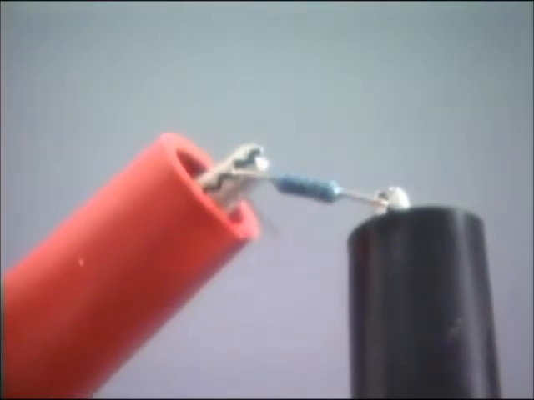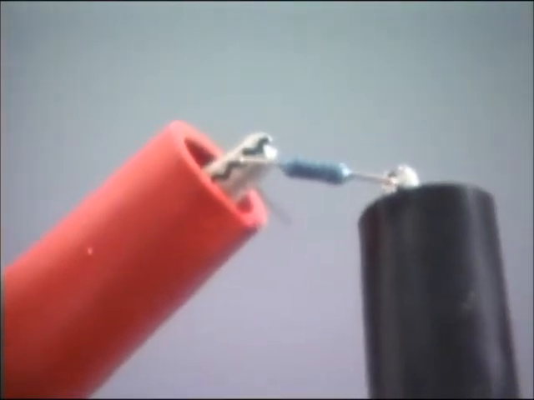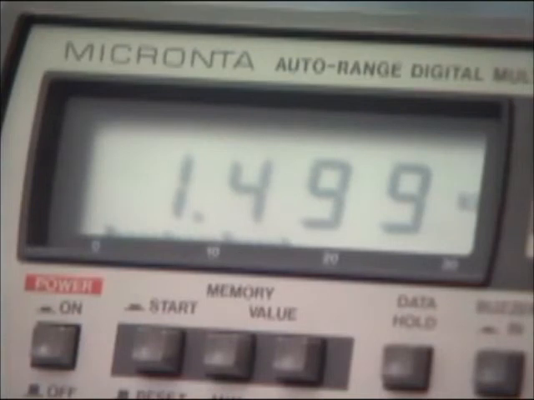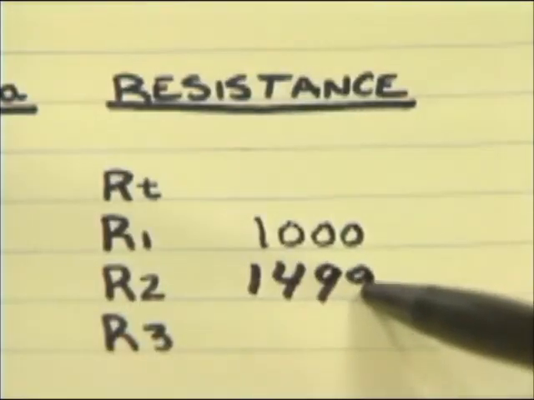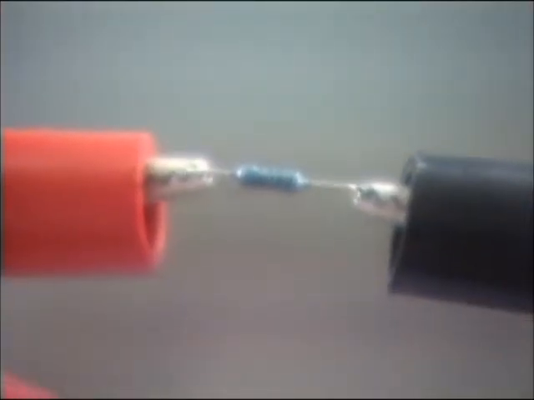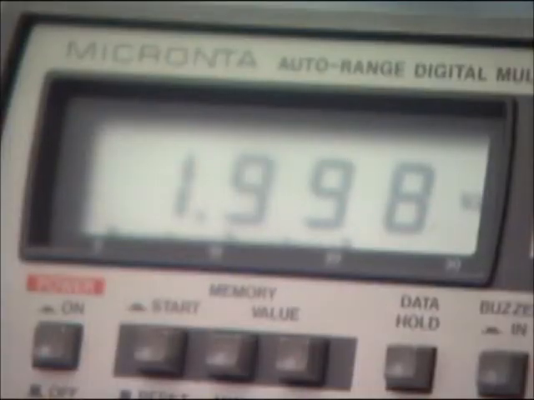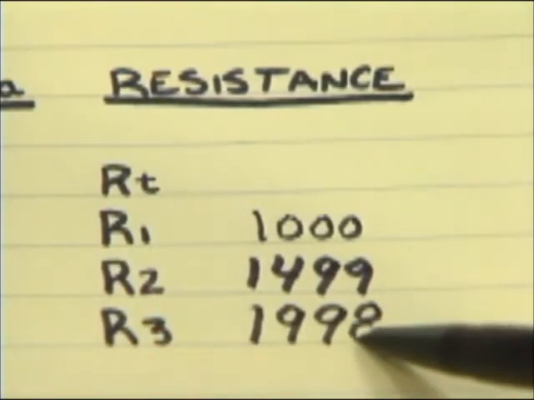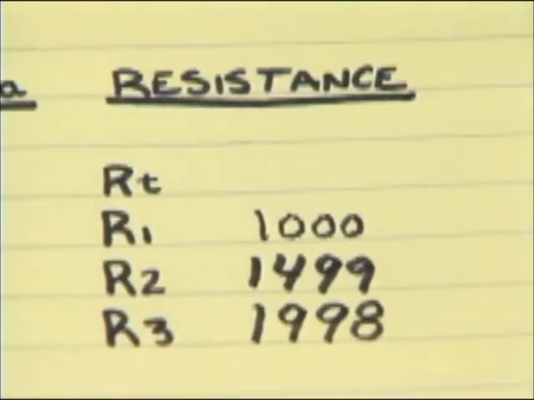Using your ohm meter, check the 1500 ohm resistor. The meter reads 1.499 kiloohms or 1499 ohms. Record this for R2. Checking the 2000 ohm resistor, the meter reads 1.998 kiloohms or 1998 ohms. Record this for R3. Next, turn the DC power supply back on.